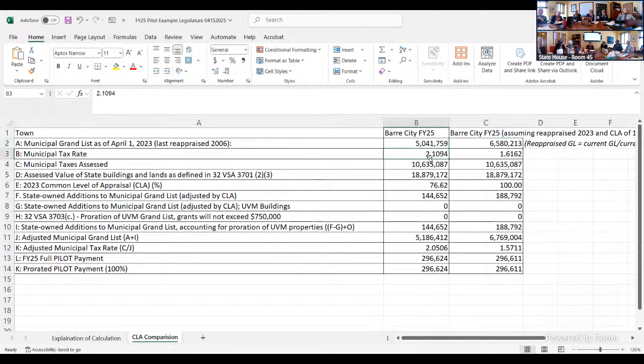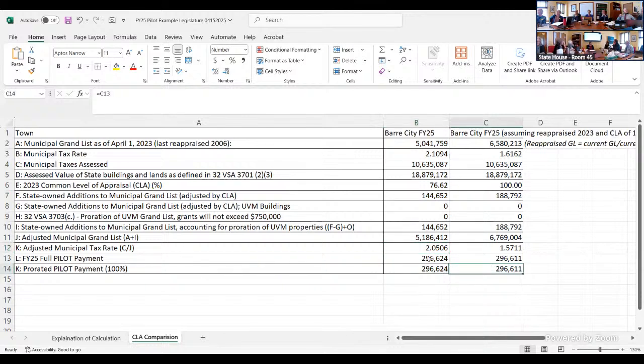Tax rate changes significantly, right? Because the reappraisal has happened, so their tax rate is not needing to be as high. This is the municipal tax rate. The municipal taxes collected are the same. The assessed value for the building is the same. CLA is different, right? Because this is now reflective of a new tax rate. So the state-owned municipal grand list properties adjusted by the CLA are different. Then the delta of that, the different rate, the PILOT payment is off by about, this is $13.